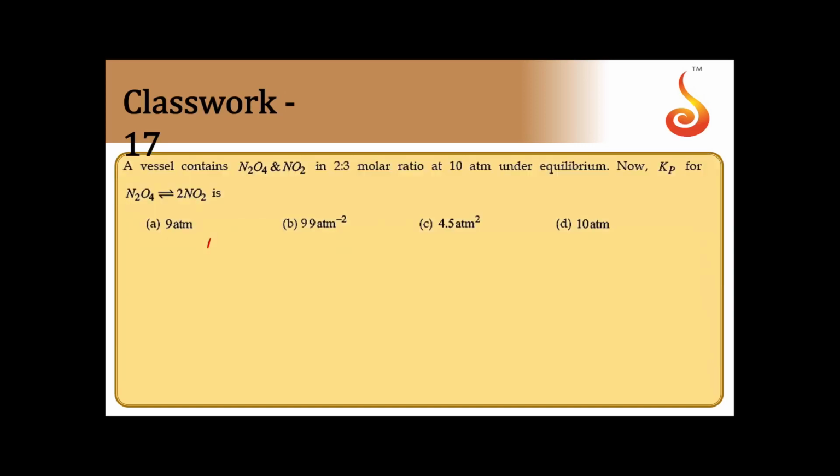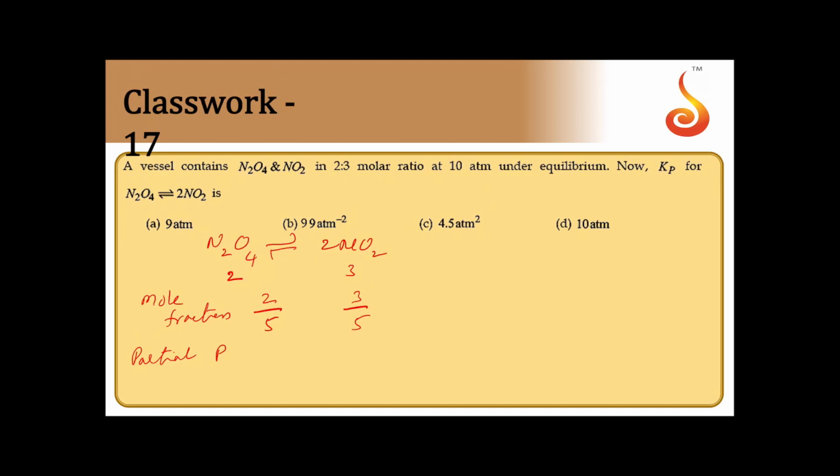So the reaction is N2O4 giving rise to 2NO2. The molar ratio is 2:3, so you can take the moles as 2 and 3. Mole fraction will be equal to the number of moles divided by the total number of moles. So it will be 2 by 5 and 3 by 5 here. And then the partial pressure.